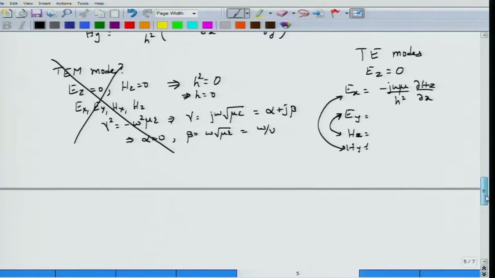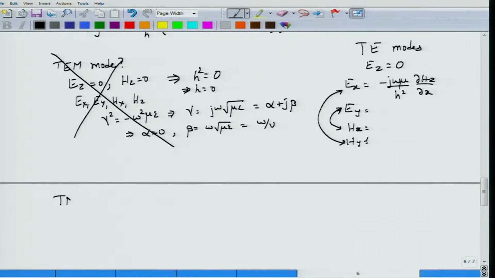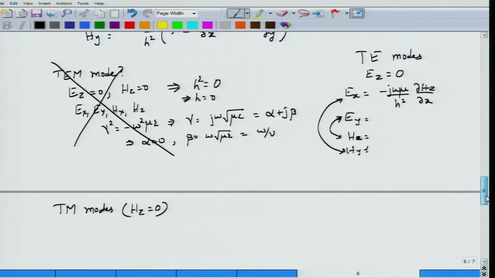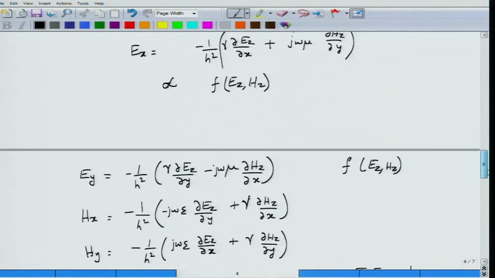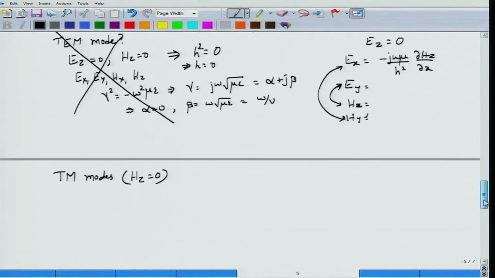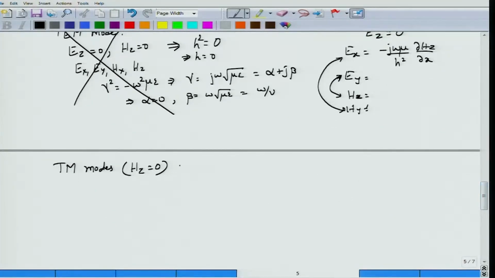Can I have TM modes? Certainly possible. For TM modes, all that we need to ensure is that Hz is equal to 0, and then Ex, Ey, Hx and Hy will simply be functions of Ez itself. So this is also possible. Since we are not writing down the expressions, let me write this over here. TM modes implies that Hz is equal to 0, and these are also valid mode patterns for us.